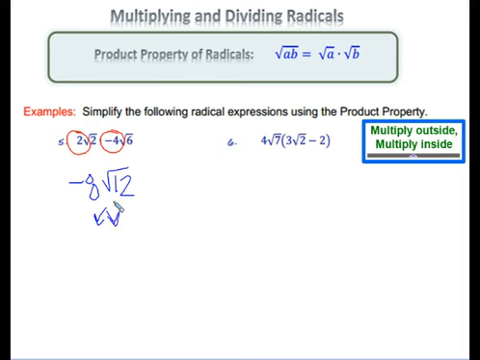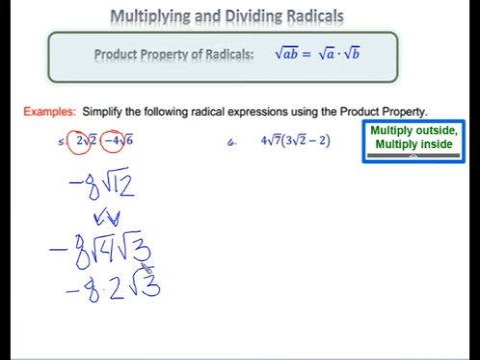We could probably break apart this 12. Okay, we can probably simplify the square root of 12. We can break apart 12 into 4 and 3. Okay, 4 is on our number line. So we're left with negative 8 times the square root of 4, which is 2. And the square root of 3 has to stay. So our actual final answer is negative 16 square root of 3.